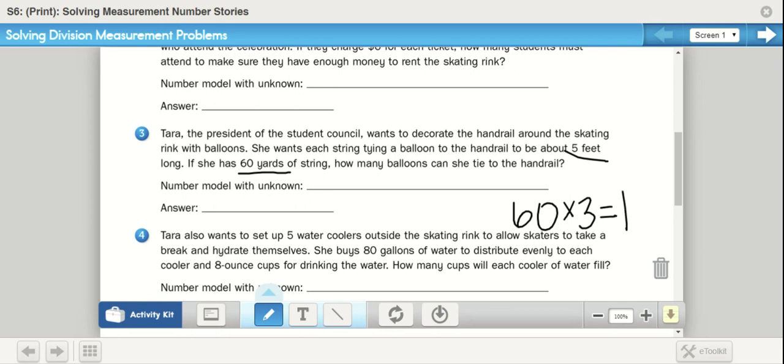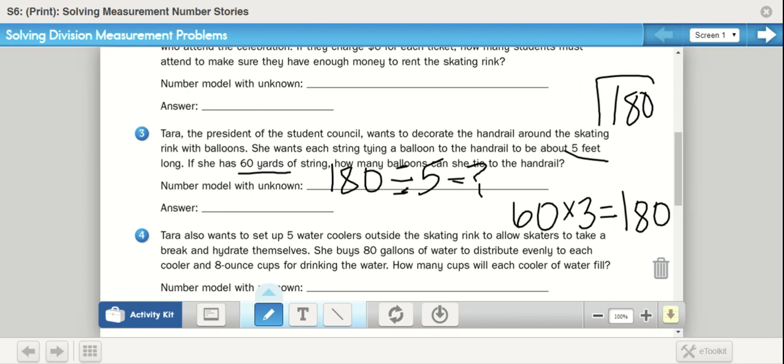So 6 times 3 is 18, and then I bring my 0. Awesome. So I have 180 feet, excuse me, of string. So I need to figure out 180 divided by 5 equals what? Okay, that's what I'm going to try to figure out here. So I'm going to set that up. 180 divided by 5. So I know it's going to work because it ends in a 0, so I'm not going to have any remainder here.